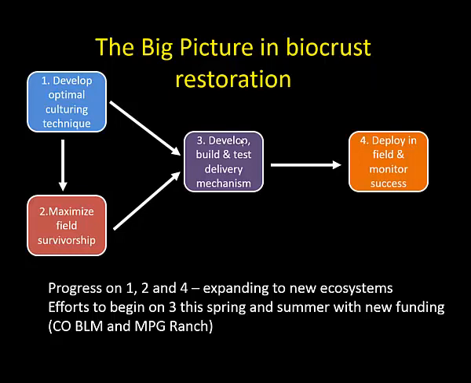The third step is where we're just getting started, and that's delivering Biocrust. How do we do this? What mechanisms do we use? It's fine if you want to inoculate a plot, but what if you have an acre, or what if you have 1,000 acres that you need to distribute Biocrust on to get restoration? And so we're thinking about things like hydro seeders or crop dusters. So anyway, we've got some money to try out some things in a couple different ecosystems. We're going to work with the Colorado BLM and MPG Ranch up in Montana to try some of this fun stuff out. And then the final piece is really deploying what we've grown in the field and monitoring the success. So we've done some of that, but we have a ways to go there too.